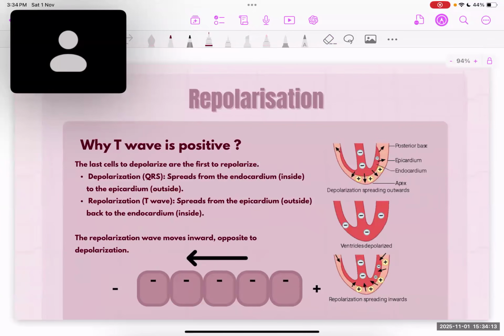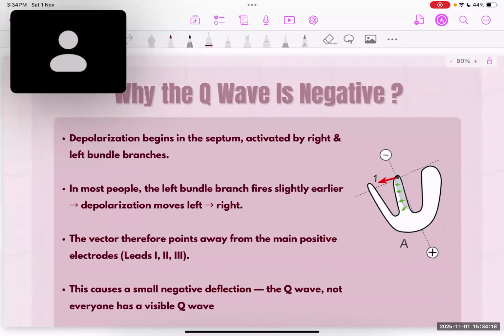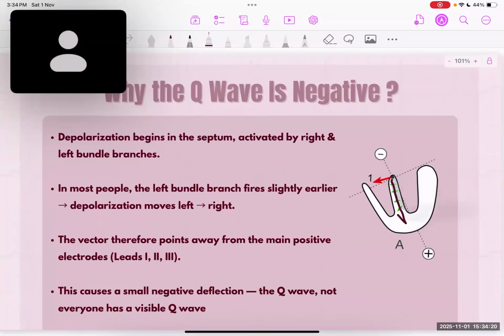Again, a question arises. Why is the T wave negative again? Yes, sure. So first, our vector was pointing downwards, right? When we were calculating for the R, that's why it was a positive deflection. But when we do have a Q, it's negative. So we're trying to find why it is negative. Sometimes the left bundle branches fire before your right, and as a result, the vector is pointing here.